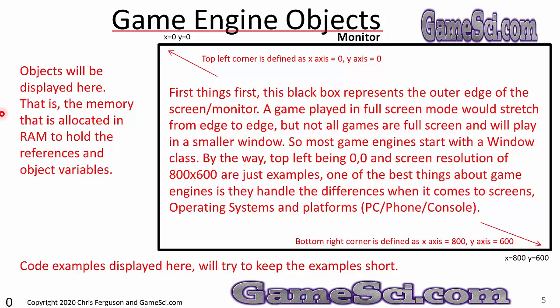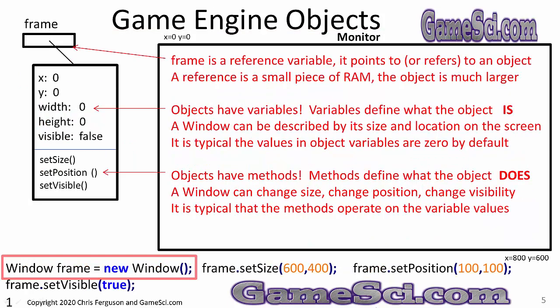Now, I'll display the objects over here. Remember, the object is memory that is allocated in RAM to hold the reference and the object variables. So I'll be showing you your object examples as they would take up computer memory over here. I'll use code examples displayed down here. I'm trying to use very, very short code examples. That's why it's not going to be a perfect game engine tutorial. I'm here to teach about objects, not necessarily the details of game engines. But you've got to understand objects to understand game engines.